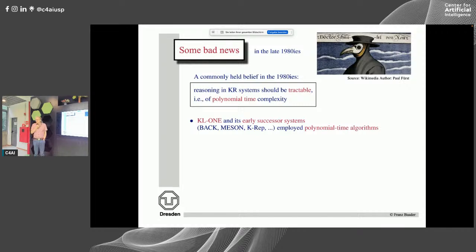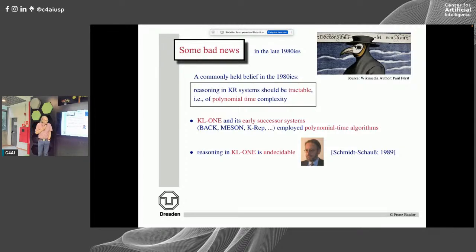This KL1 system, and also early successor systems like BACK, which was done at TU Berlin, MASON, which was done, I think, at Philips, KREP was actually done at IBM, somewhere in New York. They employed polynomial time algorithms, so everything fine. But then came along Manfred Schmidt-Schauss, and he showed that KL1, the language used there, is actually undecidable.